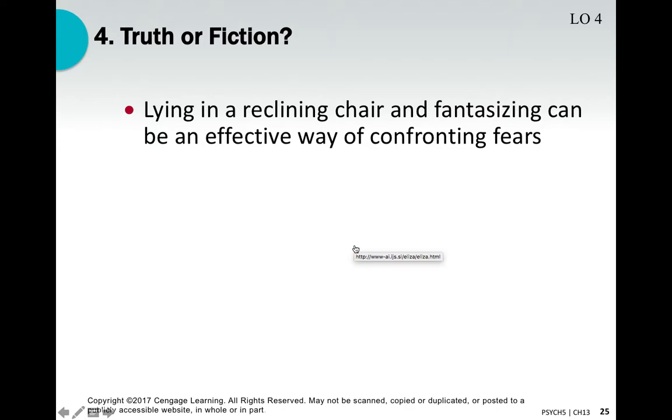Okay, truth or fiction: lying in a reclining chair and fantasizing can be an effective way for confronting fears. What do you think, truth or fiction? It's true. It is in fact true. That's a way we can also imagine the things that we're afraid of instead of actually confronting them ourselves. Sometimes thinking about it is where we start. Oftentimes in that process of systematic desensitization, we start with just simply thinking about a stimulus rather than actually interacting with it, because maybe we're just too afraid to start.